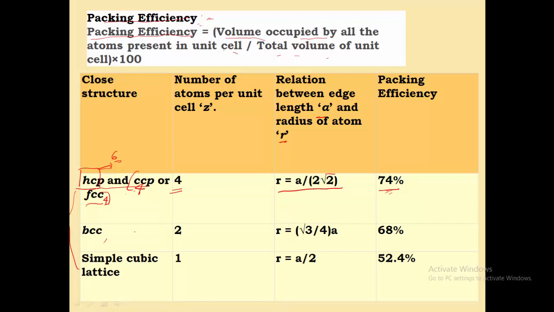And in BCC, the number of atoms is 2 and the relation between radius and edge length is R is equal to root 3 divided by 4 into A, and packing efficiency is 68%. In simple cubic lattice, SCC, the number of atoms is 1, the relation is R is equal to A by 2, and the packing efficiency is 52.4%. Among these structures, the most efficiently packed structure is CCP or FCC or HCP because their packing efficiency is 74%.